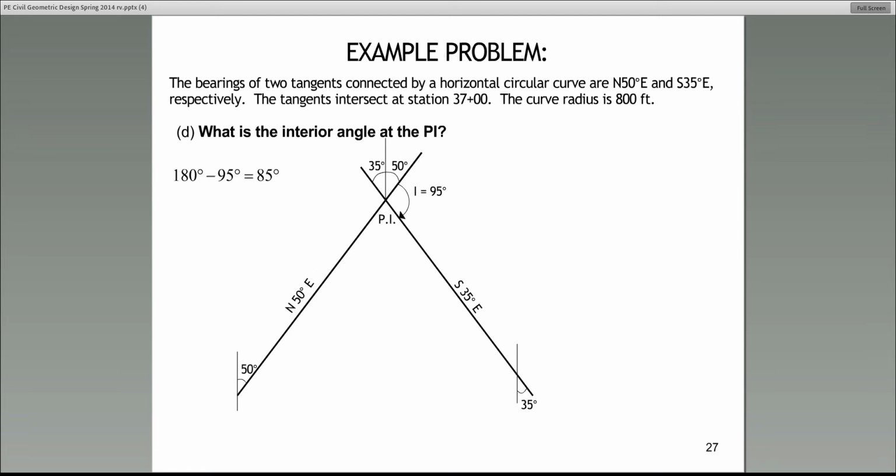The next question is, what is the interior angle at the PI? There is an important point here as well. Don't make a mistake here, because they are asking for what's known as the interior angle. Write a note to yourself. The interior angle is this angle here. This is the inside angle, the angle between the two tangents. So in this case, it would be 180 minus 95.